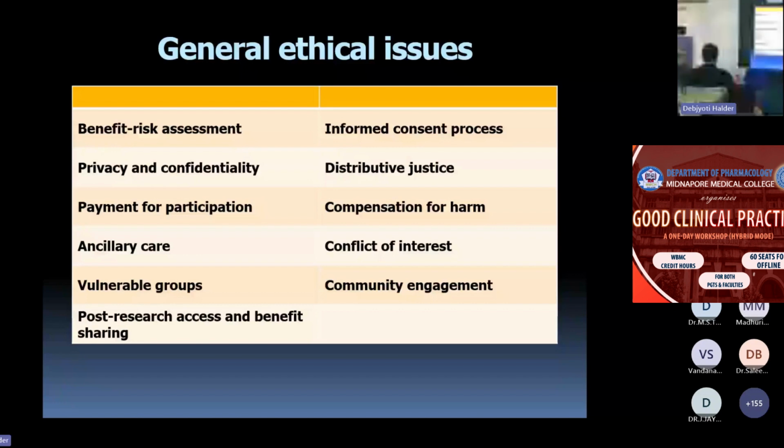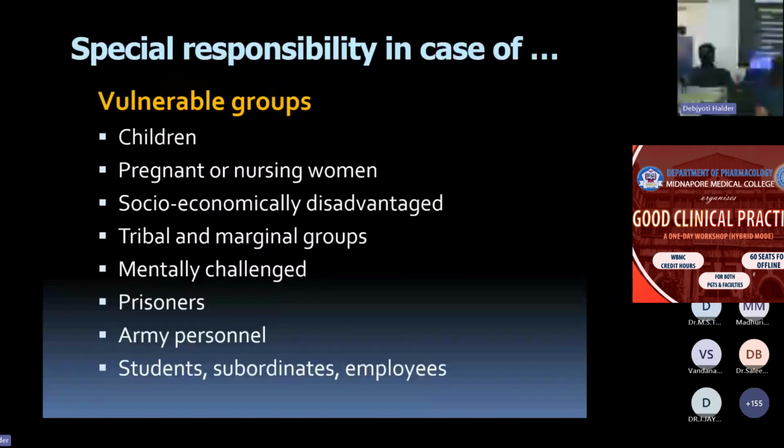But what you have not stated, one important example you have missed out. Can you guess? Look at the last three. Prisoners, army personnel, students, subordinates, employees. What is common to them? They are in a hierarchical structure under command. So even faculty in a medical college is vulnerable.